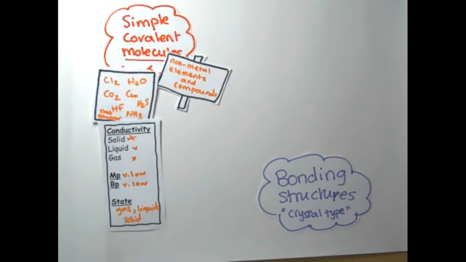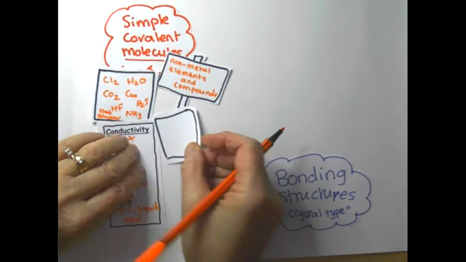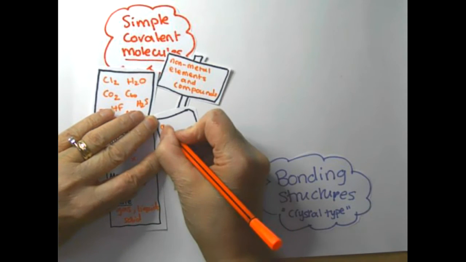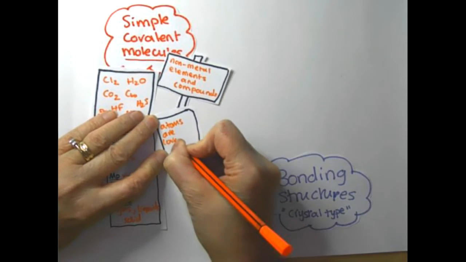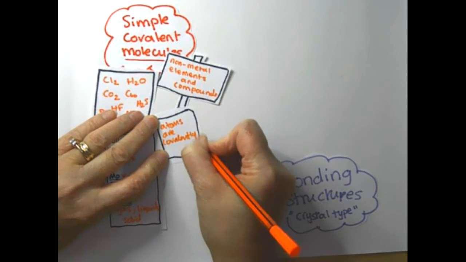Okay, and I'm going to talk about covalent bonds a little bit later on. So I'm going to expand on that topic. So I'm just going to put here, atoms are covalently bonded.